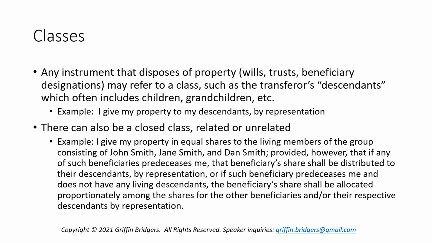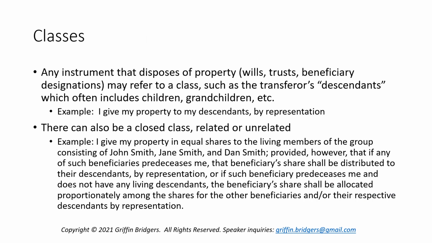So for example, here's some legalese you might find around this. I give my property in equal shares to the living members of the group consisting of John Smith, Jane Smith, and Dan Smith, provided, however, that if any of such beneficiaries predeceases me, that beneficiary's share shall be distributed to their descendants by representation, or if such beneficiary predeceases me and does not have any living descendants, the beneficiary's share shall be allocated proportionately among the shares for the other beneficiaries and/or their respective descendants by representation.